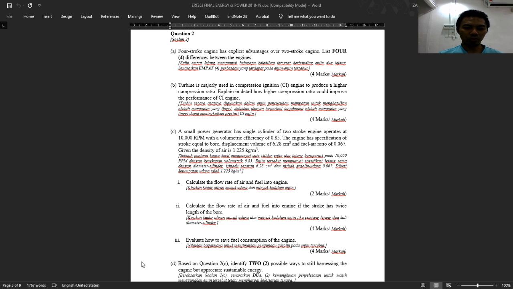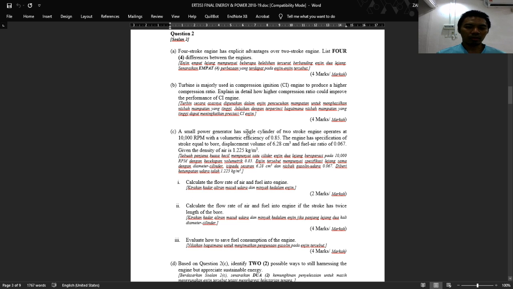Let me read it for you. Question 2A: a 4-stroke engine has explicit advantages over a 2-stroke engine. List 4 differences between the engines. You know, this is the favorite question. List 4 differences between 4-stroke and 2-stroke. It is simple things. Just list up. You can get it freely for 4 marks.